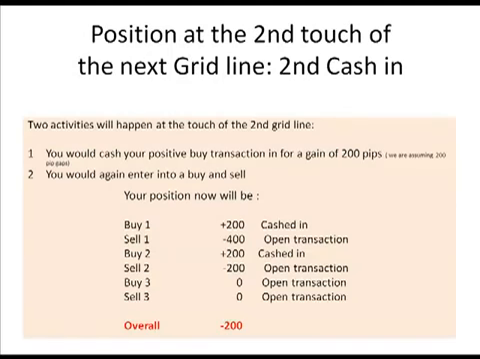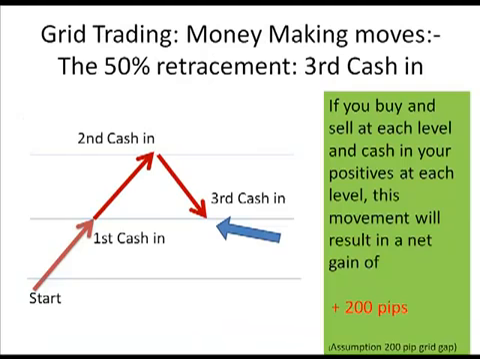You enter a buy and a sell, and that's neutral. You cash in the buy that has gone positive, and there is a sell transaction, which is an open transaction, which is negative 200. Remember, the sell from your first transaction will be minus 400, which is an open transaction. So at that point, you're 200 pips down. Under this move, the price would move back to your first level, and you would then cash in the sell transaction. And let's have a look at the calculations for that move.